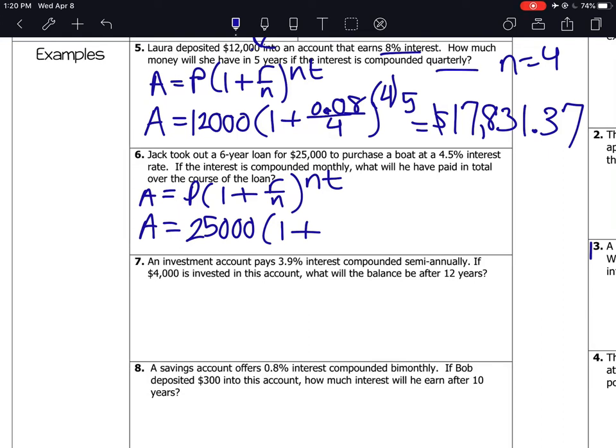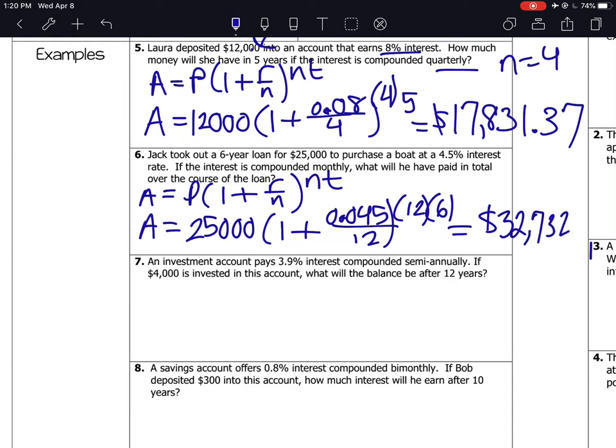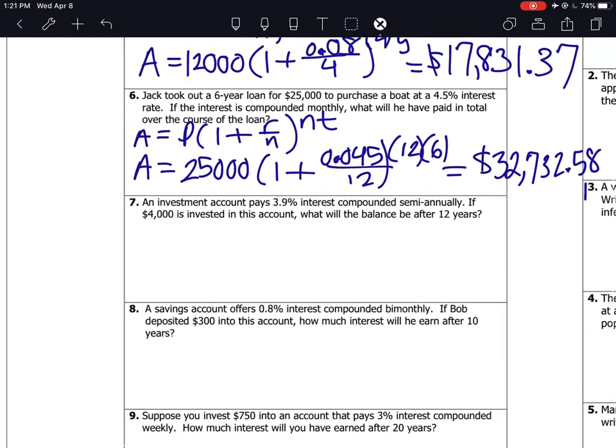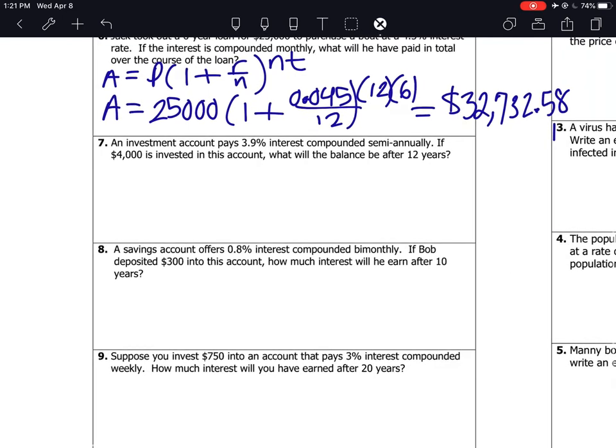And then for P, it's $25,000, because that's what your loan started with, 1 plus. Now your rate is 4.5, but you have to change it to decimal, so it's 0.045. And then your N, it says monthly, how many months in a year? 12. So there's a 12 there, and there's a 12 there, and then 6-year loan, you have to put a 6 there. That is the correct way of setting it up. And if you did everything correctly, especially on the calculator, you will get 32,732.58. And that's your final answer for that one.